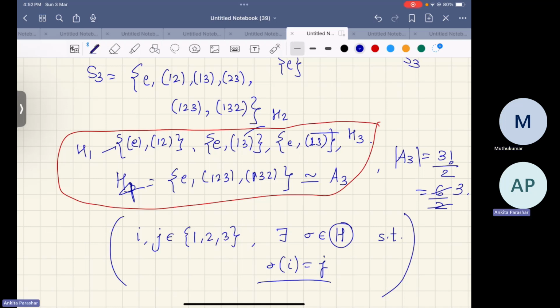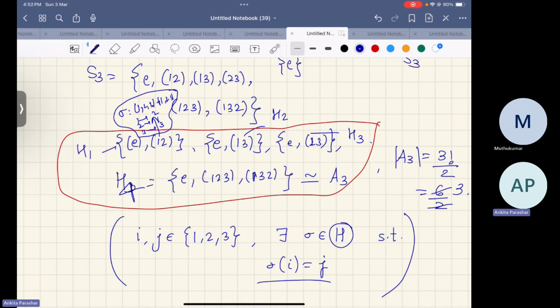If I ask you about H1, if I give you two elements, 1 and 3, can you find me a sigma in H1 such that 1 maps to 3? In H1, this is the sigma where 1 goes to 2, 2 goes to 1, and 3 is fixed. This is the transposition (1 2), right? 1 goes to 2, 2 goes to 1, and 3 is no change.